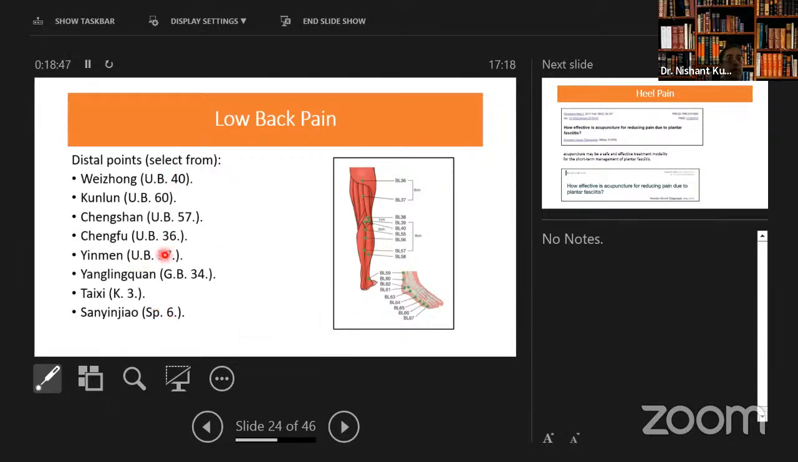Okay. GB34, K3 and spleen 6. So K3 will come on this side, medial. Okay. So depending on the L4 radiculopathy, we will go for K3. L5 is there, so we will go for this UB60. So this is how you choose a point according to the clinical condition. The examination will be the most important part.